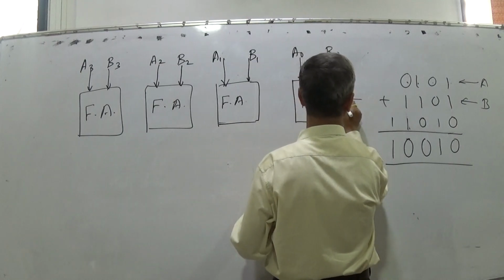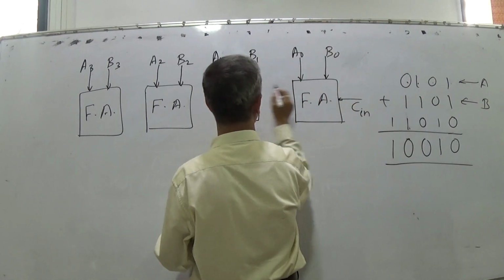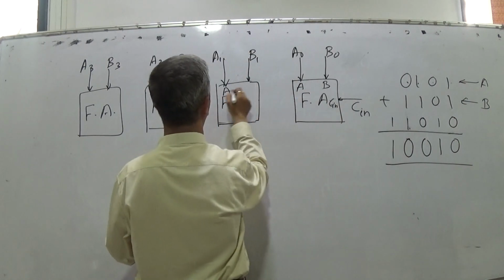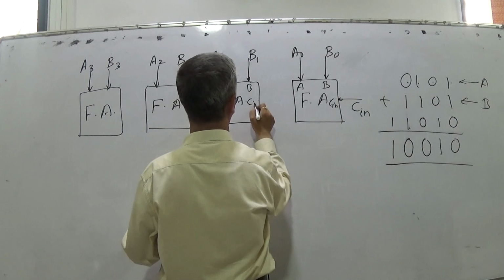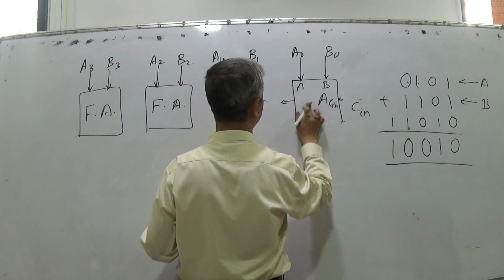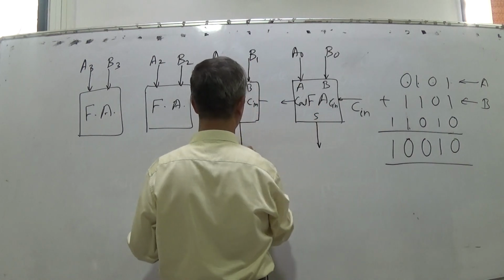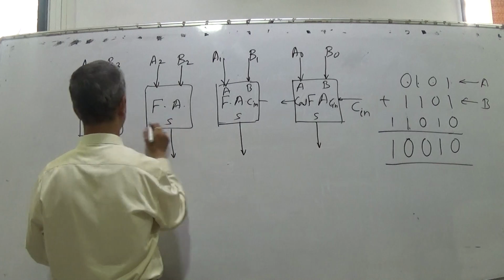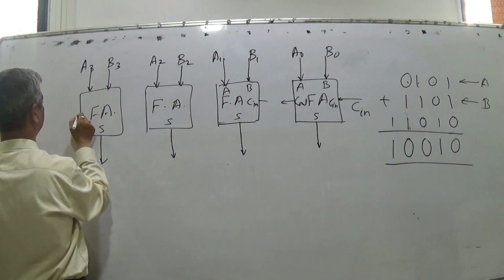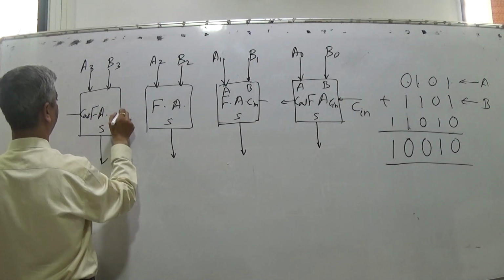Each of them is having carry in. This is A, B, carry in. A, B, carry in. And each is having carry out also. Each full adder is having C out, each full adder is having S, and carry out, carry in.